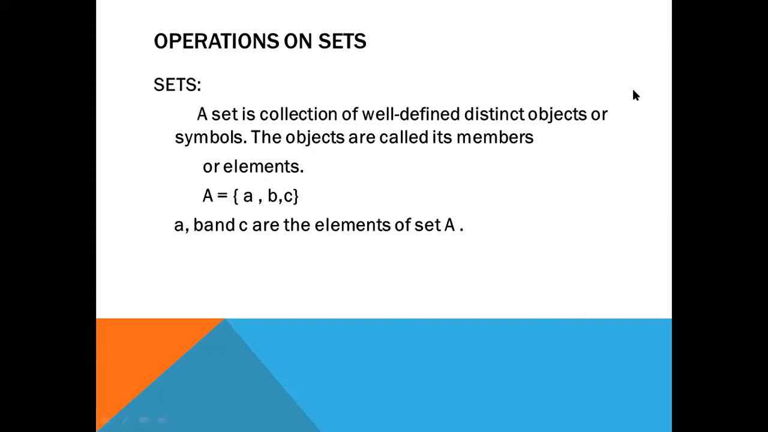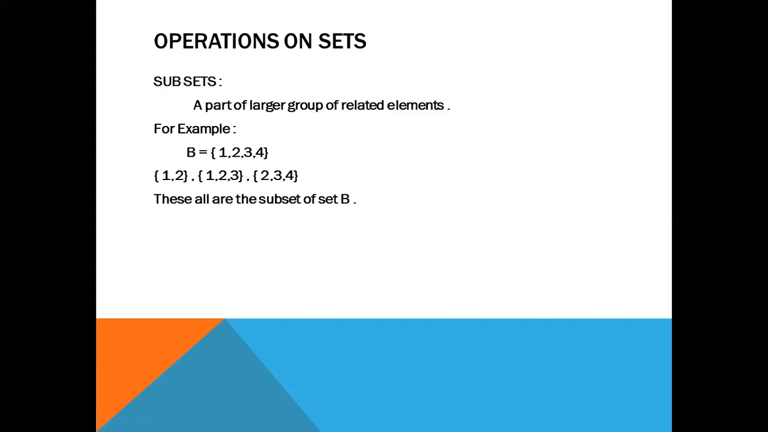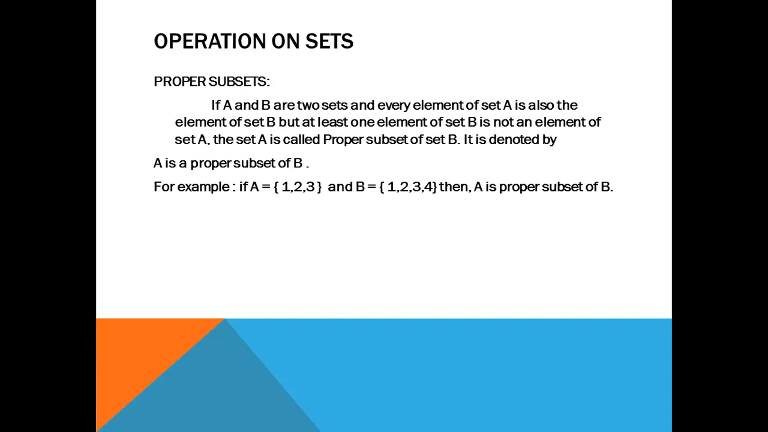Then we read about subsets. Subsets are part of the larger group of related elements. For example, B is 1, 2, 3, 4, and we write 3 subsets there: 1, 2; 1, 2, 3; and 2, 3, 4. Because a larger part is 1, 2, 3, 4, and they are the sub part of the set B.